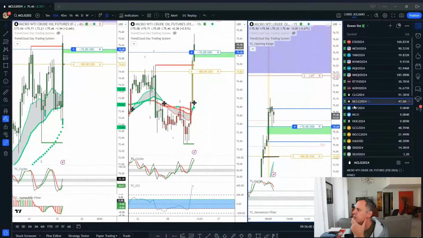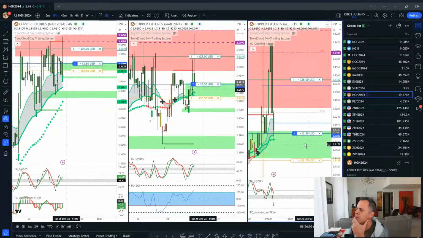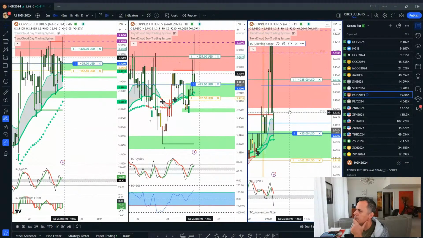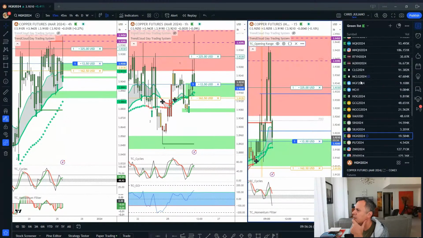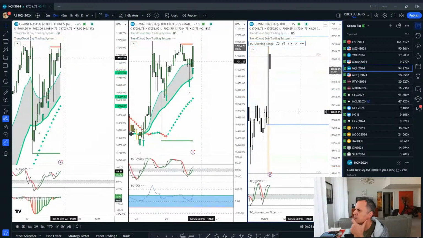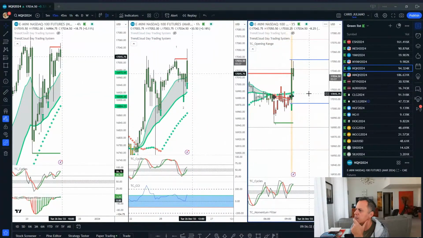Crude oil, copper. All right, copper's bouncing out of there. Again, high on the curve on copper, right? But we've got momentum on our side. And we are setting up micro NASDAQ. Setting up micro NASDAQ here.